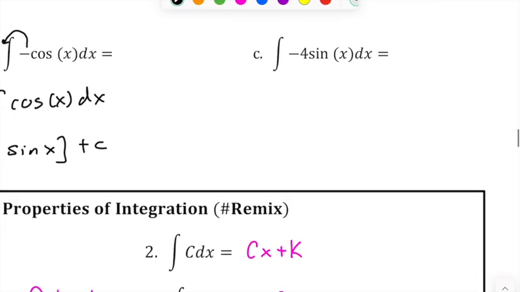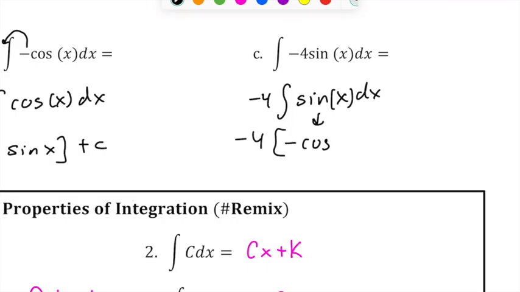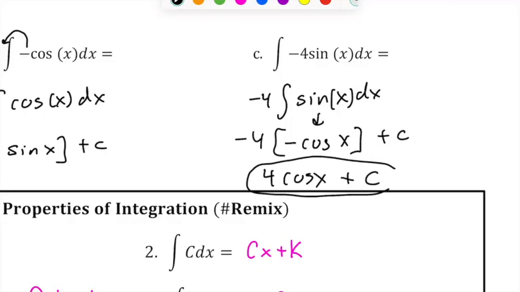And then part C, take your negative 4 outside. And so now we know the integral of sine is negative cosine. And then if we multiply the negative 4 times the negative cosine, you get 4 cosine of x plus c.